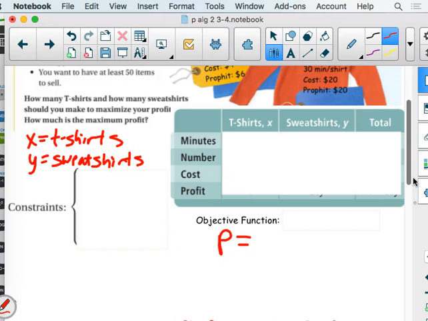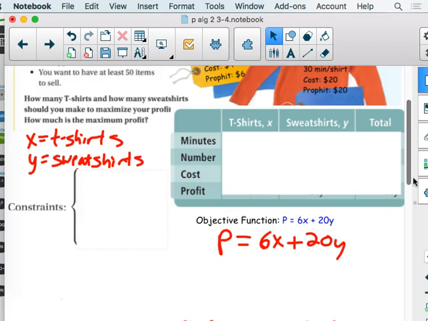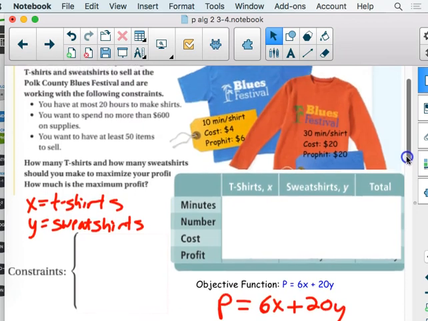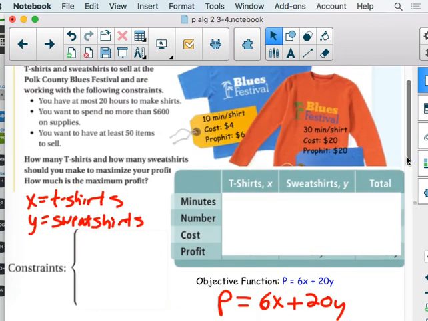Alrighty, how much money do we make off the t-shirts? $6. How much do we make off the sweatshirts? $20. So it should be no shocker that underneath that is P equals 6x plus 20y. Because that's what we want to do. We want to get money. Now, here's the problem. We don't have an unlimited amount of time.